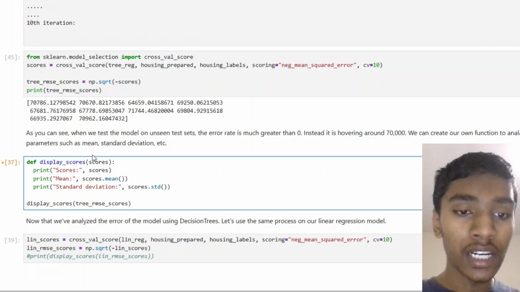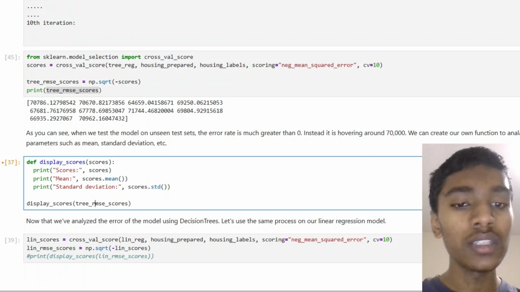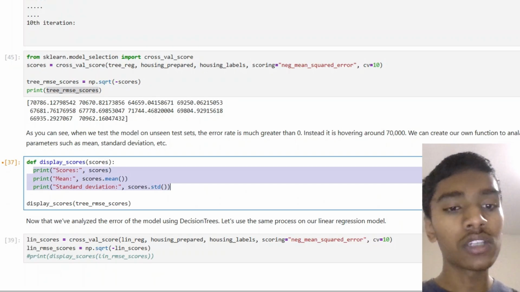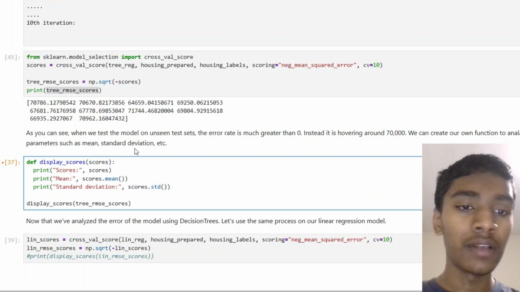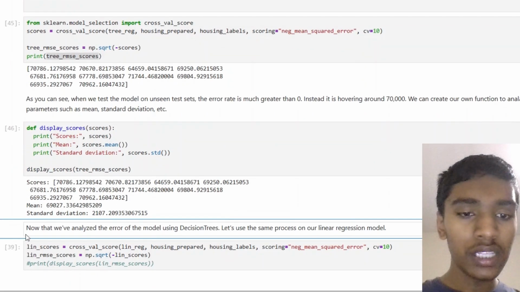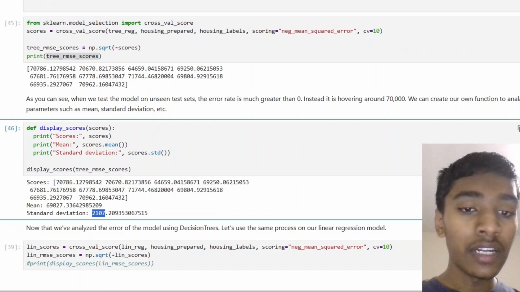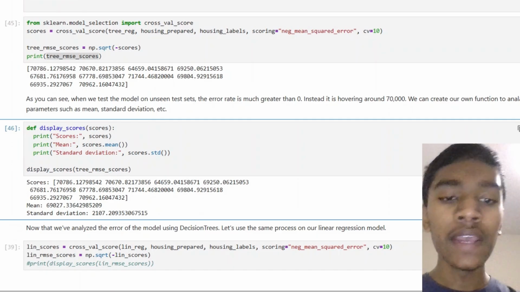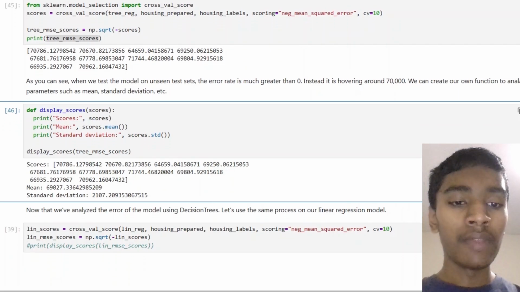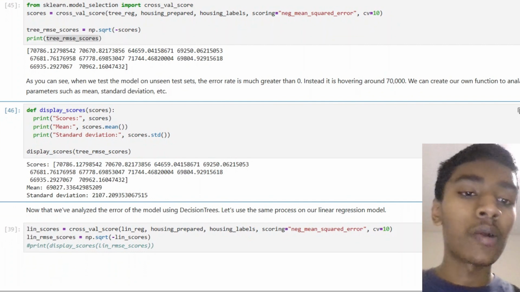All right, let's go ahead and call this function, and we're going to pass in our scores, which in this case are the tree root mean squared scores. We don't have to print it out, we'll just call the function, and it'll print it out right over here. This is a function that we programmed that's just based on some basic code. So we see the values here. Mean is 69,027. Standard deviation is 2,107. So you're seeing how those values line up. Is that a good error rate? No, that's not a good error rate whatsoever.